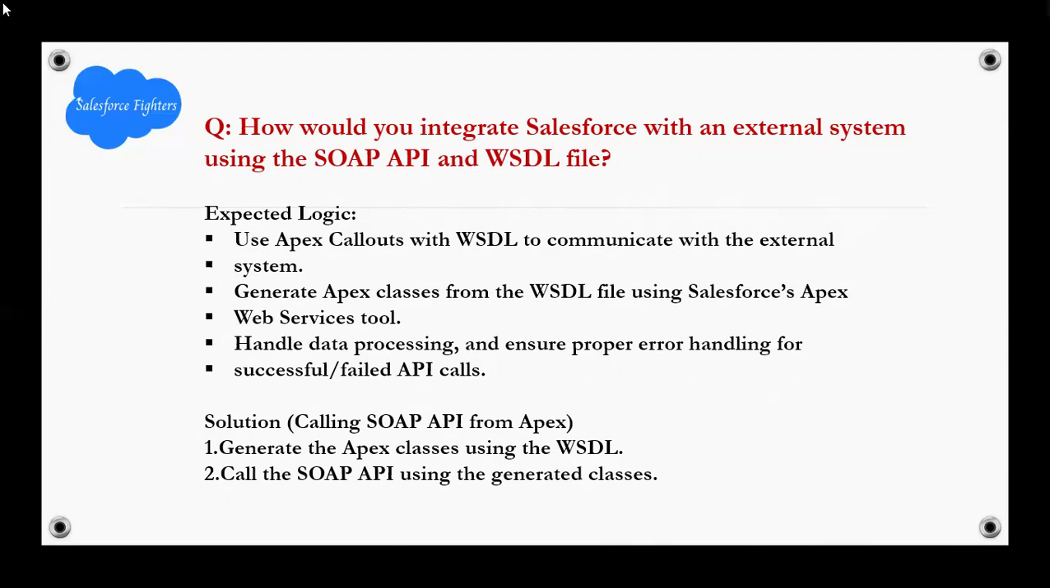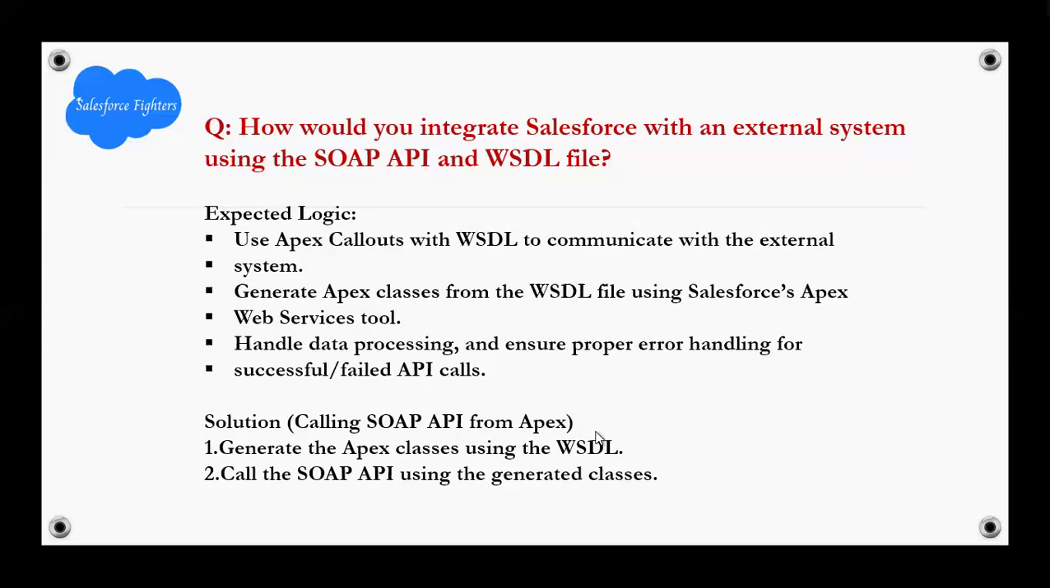Next question: How would you integrate Salesforce with an external system using the SOAP API and WSDL files? Expected logic: Use Apex callout with WSDL to communicate with the external system, generate Apex classes from the WSDL file using the Salesforce Apex web service tools, handle data processing, and ensure proper error handling for successful and failed API calls.